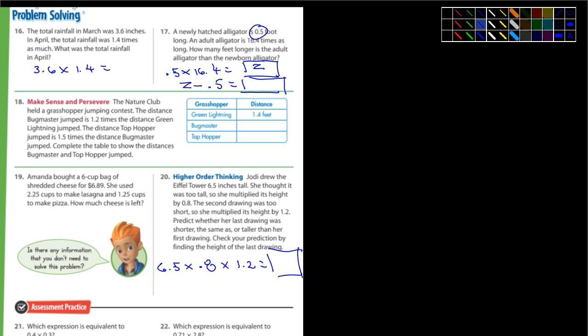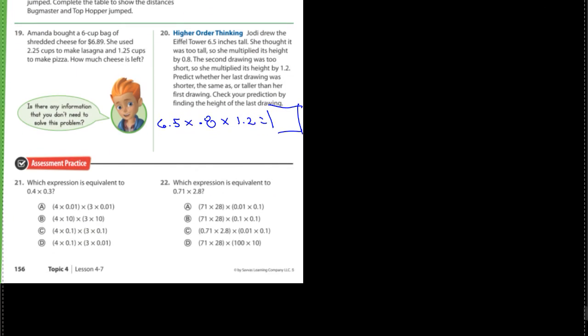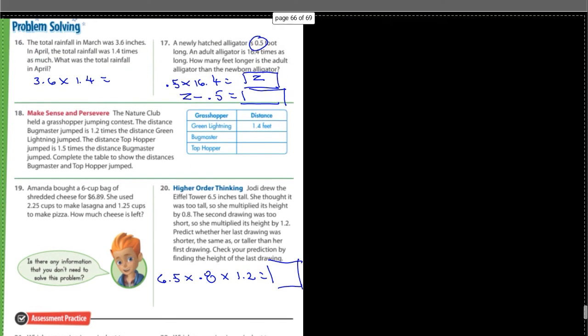And I'm going quickly here because I don't want to run out of juice. 21 and 22 you can do on your own. Okay, that's it. I'm going to end this. Stop video.